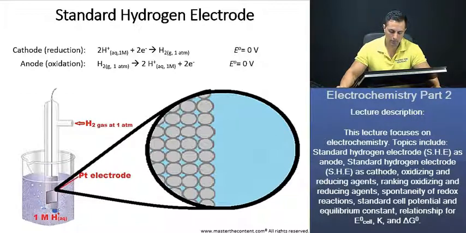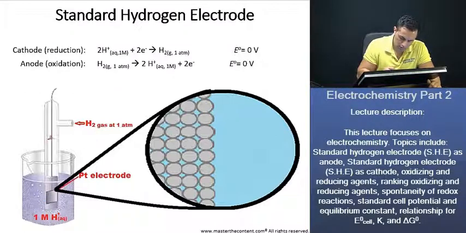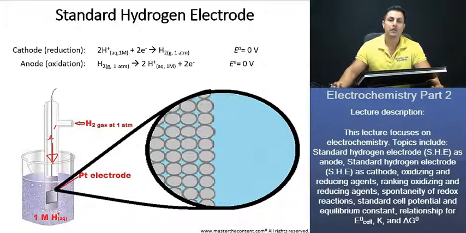a 1 molar hydrogen ion solution, as we see here. And there's also this piece right here, and that's going to be your platinum electrode. That platinum electrode is actually going to be inert, and although it's inert, it still serves 2 very important functions. First, it's going to be an electron conductor. Secondly, the surface of it is where our hydrogen ions are going to be reduced, and the surface is going to be where our hydrogen gas is going to be oxidized.